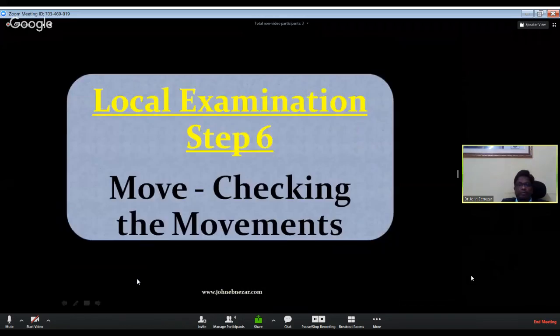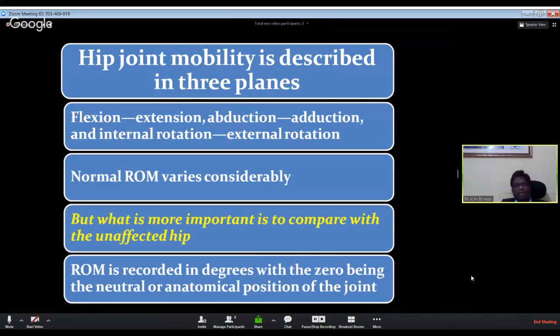Then we come to the movements. How to check the movements? Hip joint mobility is described in 3 planes: flexion, extension, abduction, adduction, internal rotation and external rotation. Normal range of movements varies considerably, but what is more important is to compare with the unaffected hip. Range of motion is recorded in degrees, with 0 being the neutral or anatomical position of the joint.